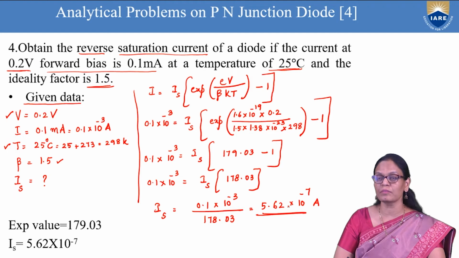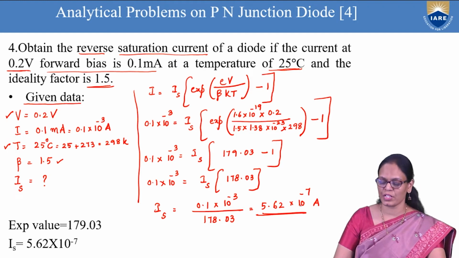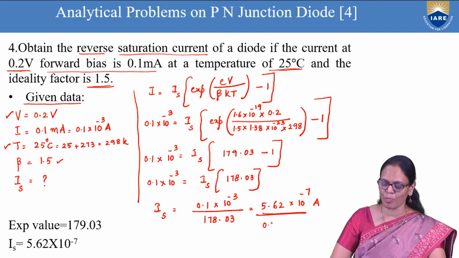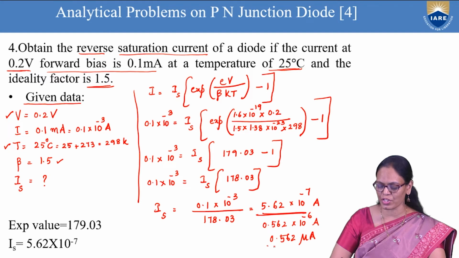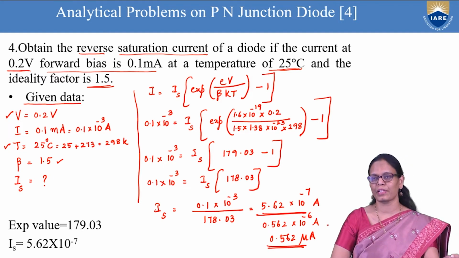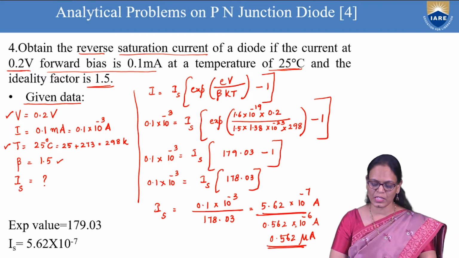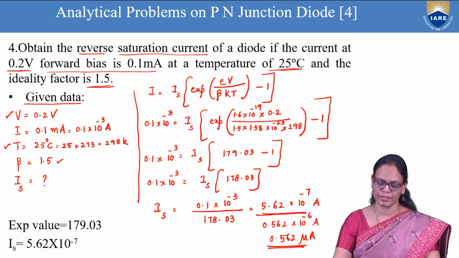So this is the saturation current. We can also write it as 0.562 into 10 power minus 6 ampere, or 0.562 microampere. Generally, the saturation current is in the microampere range. It is very small. So this is the saturation current.